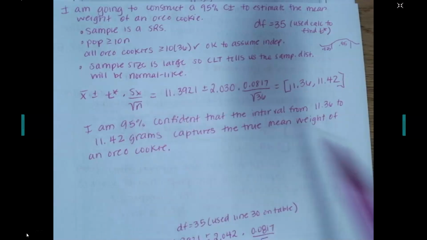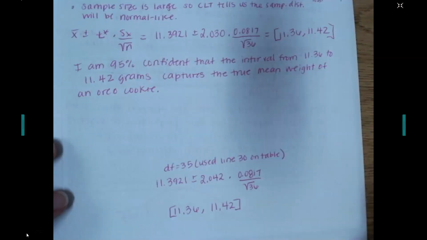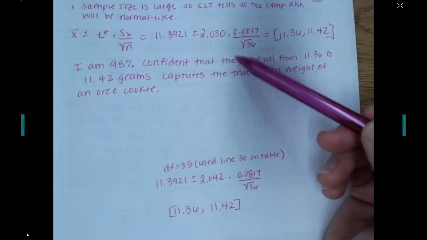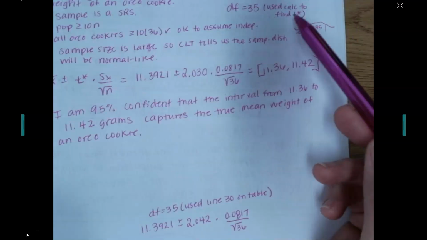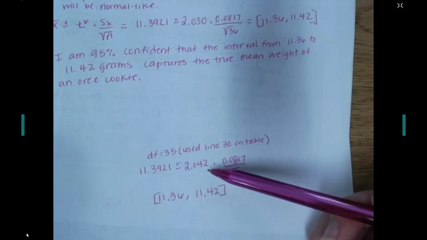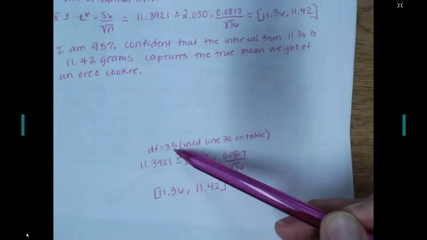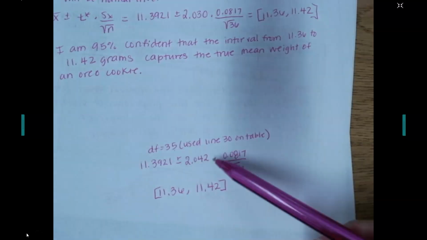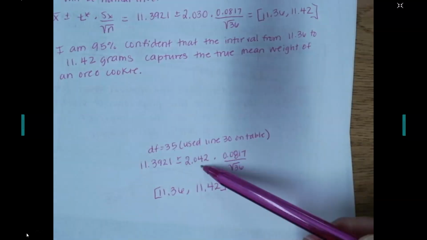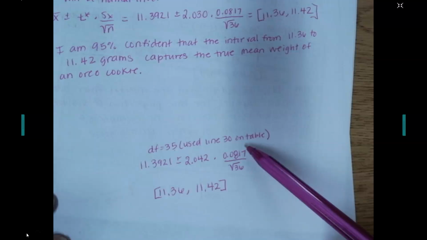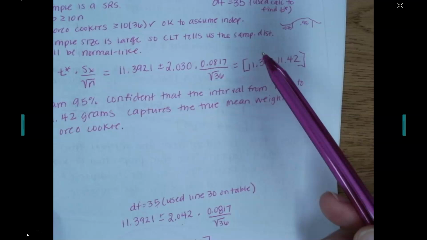To find t star, now you could have done two different things. Here I used inverse t to find t star. And notice that's what I stated here. Here's my degrees of freedom, but I used the calculator to find t star. If instead you used line 30, because degrees of freedom 35, there was no line 35, right? Just make sure you make a note of it and state what you found. So see how it's a little bit different, but I stated, here's my degrees of freedom, here's what I used, here's what it is.